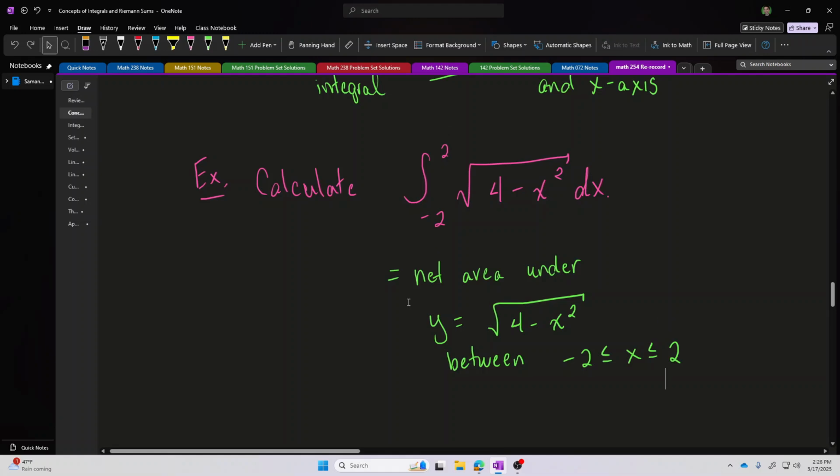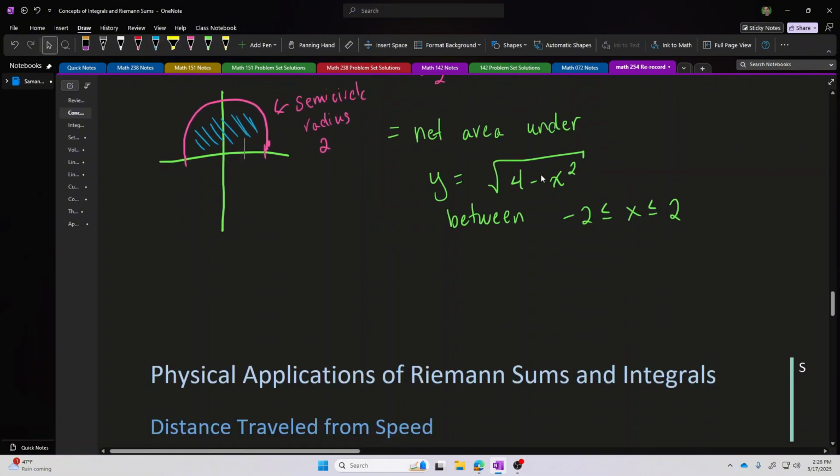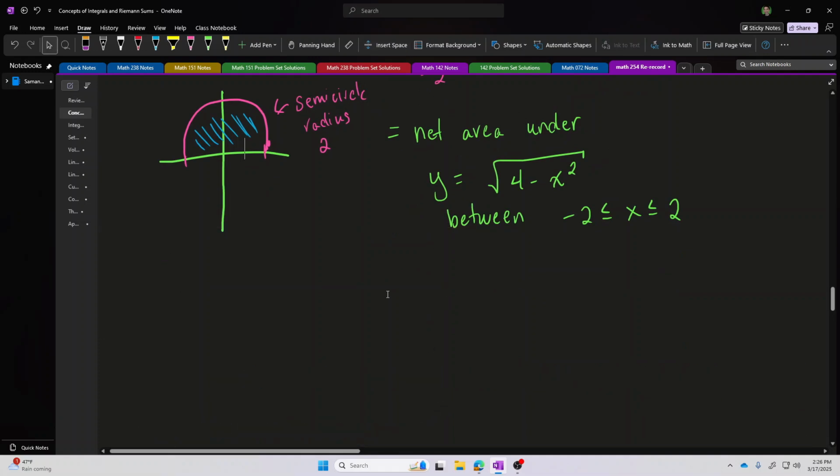If I draw this function, either by hand or by using a graphing calculator, between -2 and 2, I find that I'm looking at a semicircle of radius 2. And so if I wanted to understand what the area underneath that circle was equal to, I can just use a geometry formula to answer that question.